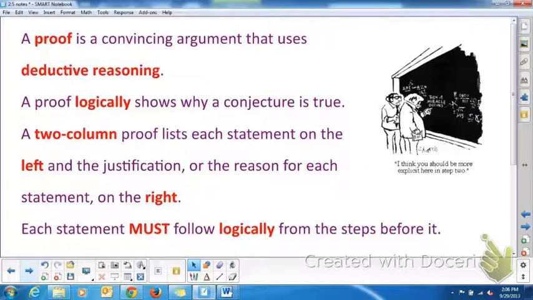A proof is a convincing argument that uses deductive reasoning. A proof logically shows why a conjecture is true. A two-column proof lists each statement on the left and the justification or the reason for each statement on the right. Each statement must follow logically from the steps before it.